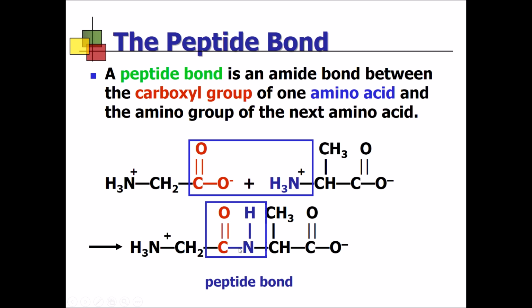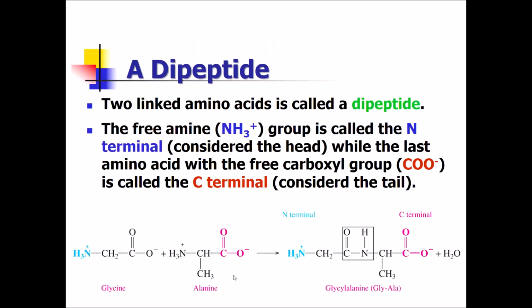Okay, and now we have a dipeptide formed. Remember, amino acids are the building blocks for proteins, and we're going to start building a protein by joining the amino acids together like we saw in the animation. So again, two linked amino acids are called a dipeptide.